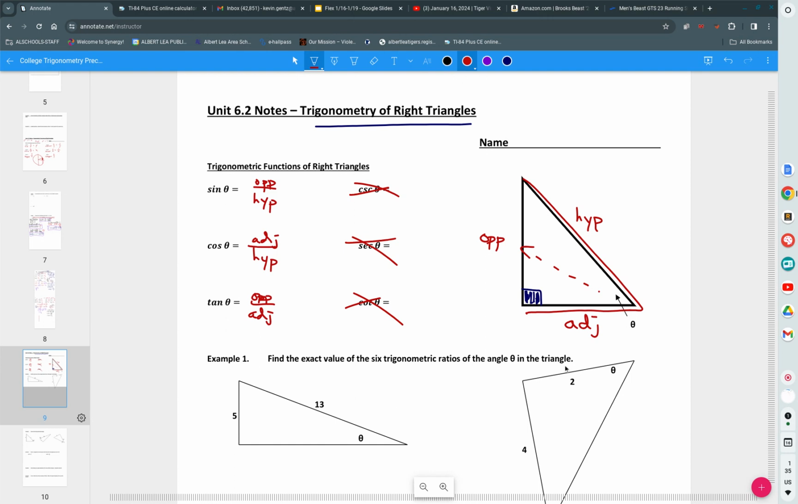And so a lot of students memorize. I didn't learn this when I was in high school. People wonder how that happened, but I didn't. There's this thing called SOHCAHTOA. It's kind of neat. You got opposite and hypotenuse, that makes sine. Adjacent and hypotenuse makes cosine. And opposite and adjacent makes tangent. So there you got it.